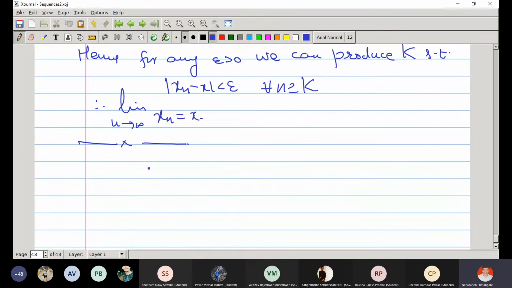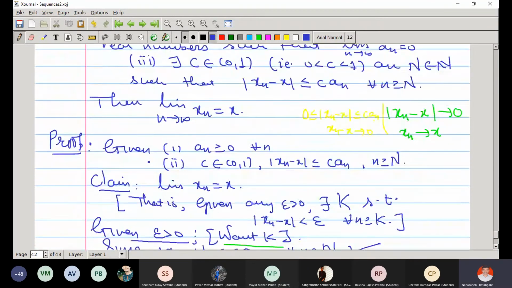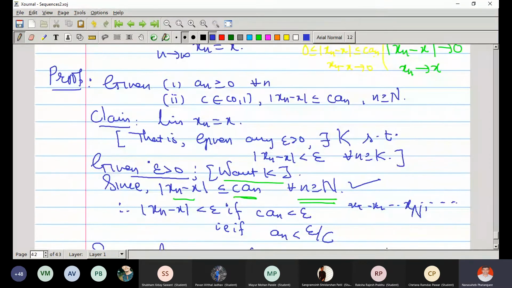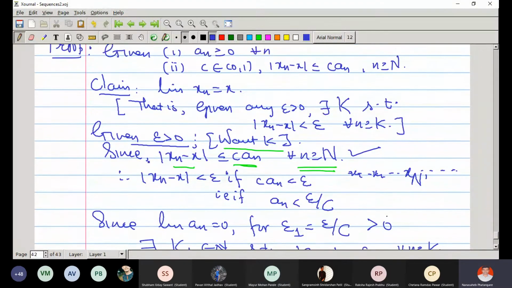Can you repeat this proof in short once again? See, what is the given data? an is a sequence of non-negative numbers. c is a number between 0 and 1, and |xn minus x| is less than or equal to c times an after some n. And we want to prove that the sequence xn converges to x.